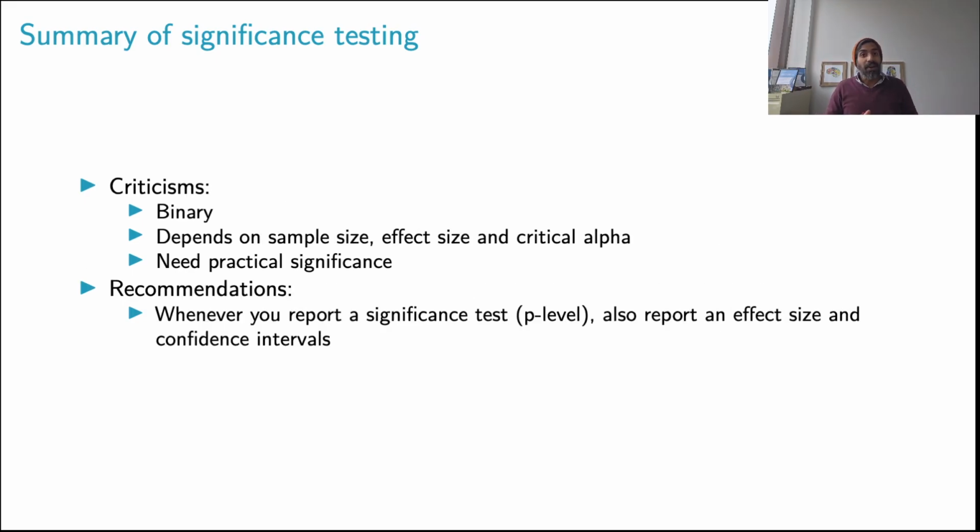The criticism of it is that it's binary, but also it's not always interpreted in that way, but it should be. But it's binary, so that means that at the threshold barriers, 0.051 is deemed as non-significant, 0.049 is deemed as statistically significant, when in actuality, are they much the same? It depends on sample size, effect size, critical alpha, and you need to consider practical significance, because alone it's not intuitive or meaningful. Whenever you report a significance test or p-value, always report effect size and confidence intervals. Hopefully that message is clear and is remembered. So that's it. That's everything with significance testing.